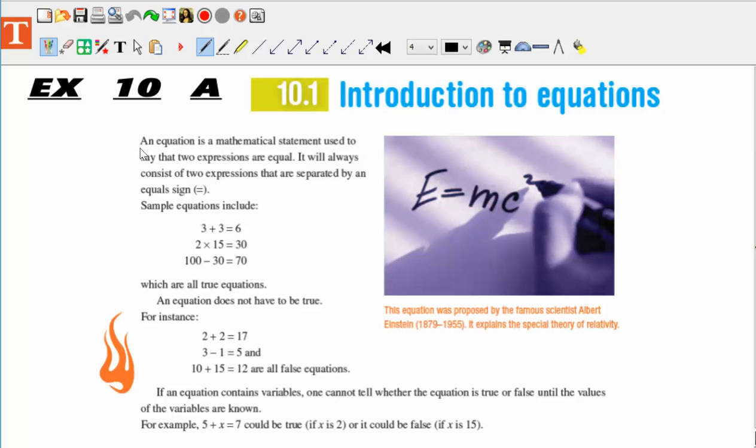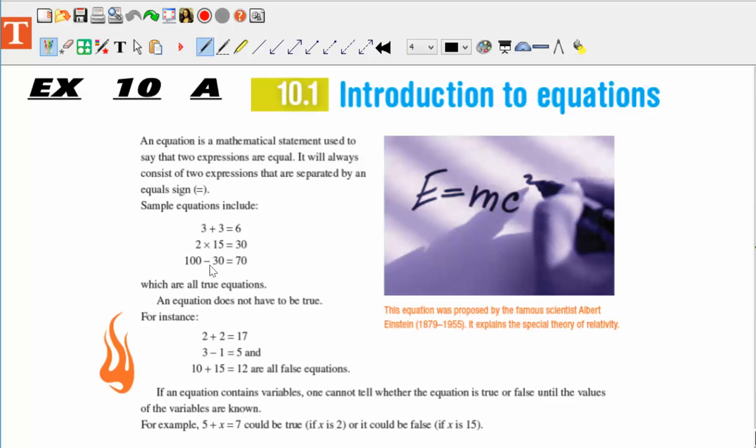So very quickly, an equation is a mathematical statement used to say that two expressions are equal. It will always consist of two expressions, and we've talked about what expressions are, which can be numbers, letters, or a combination of numbers and letters, separated by an equal sign. Sample equations include 3 plus 3 equals 6, 2 times 15 equals 30, 100 take 30 equals 70, and 50 divided by 2 equals 25. They're all equations. Provided you've got an equal sign with a left and a right, you call it an equation.